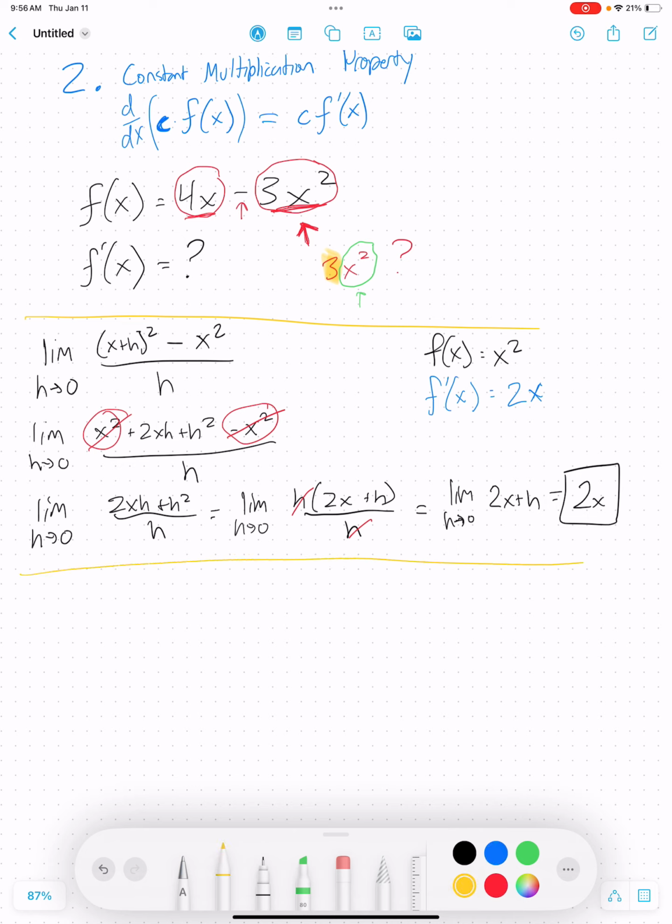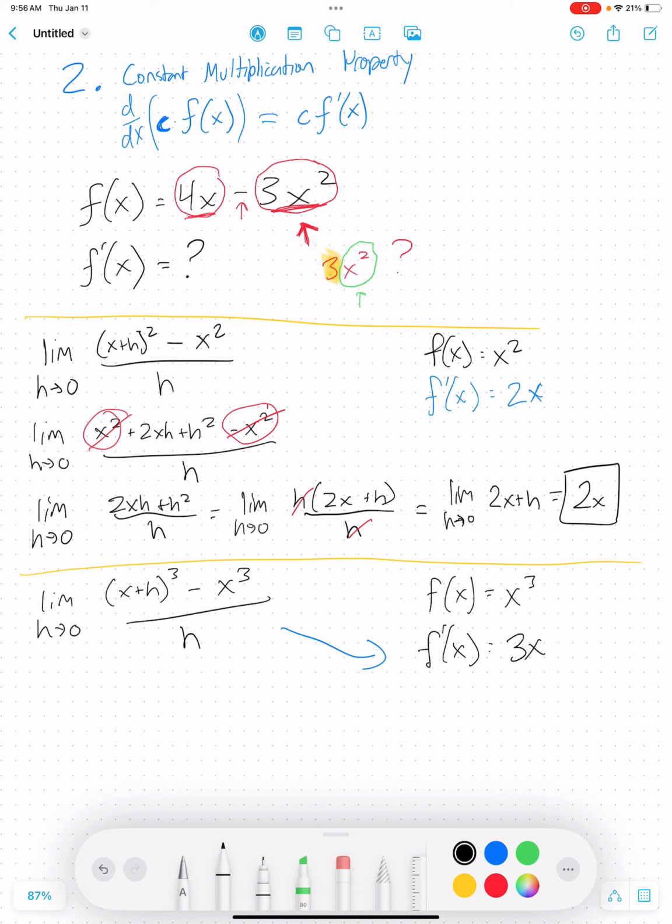Well, let's try this again. Let's try this again for x cubed. What about if f(x) is equal to x cubed? What happens? Well, this one, the computation takes a little bit more time, but it's still relatively straightforward. But I will go ahead and skip to the end. It turns out, if you follow this through, you get f prime of x is equal to 3x squared.